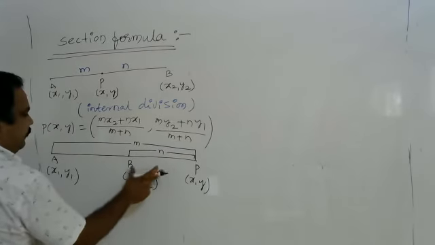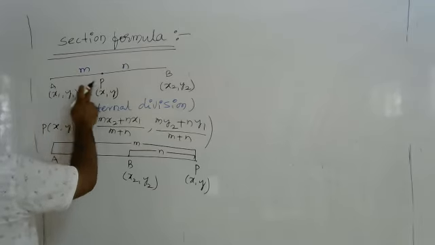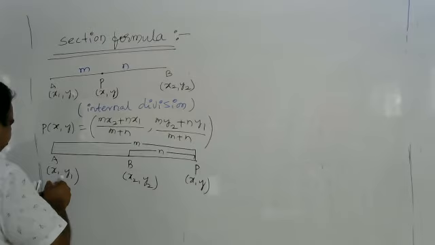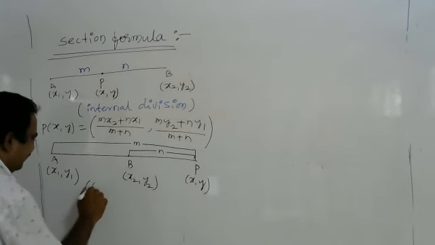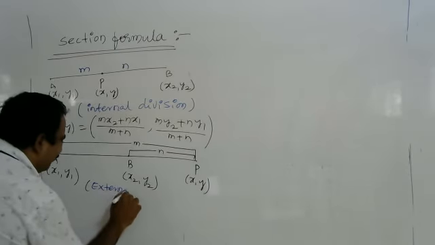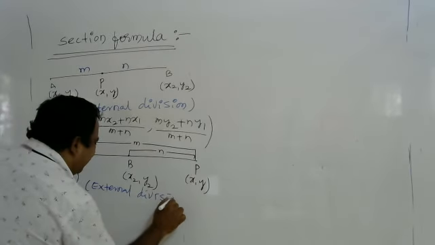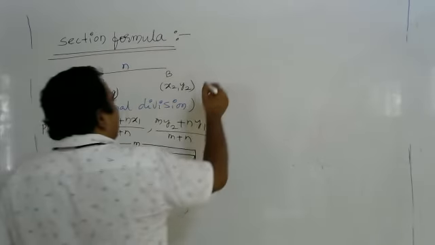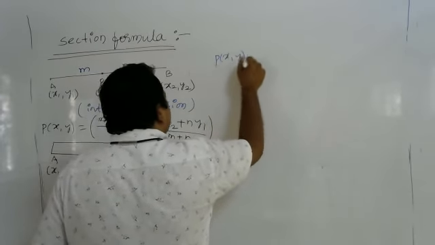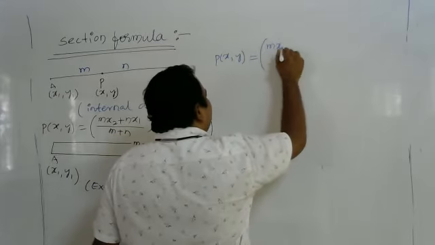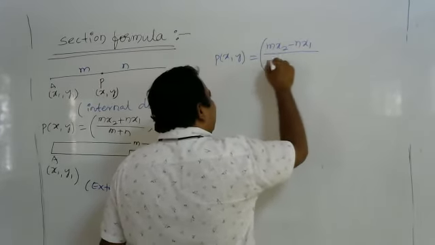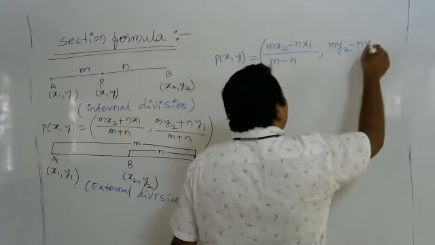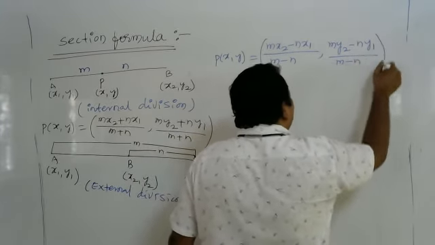So AP is to BP. So here AP is to BP is m is to n. Here also AP is to BP is m is to n. So this is known as external division point. So now the coordinates of P here, P of x comma y, are mx2 minus nx1 divided by m minus n, my2 minus ny1 divided by m minus n.